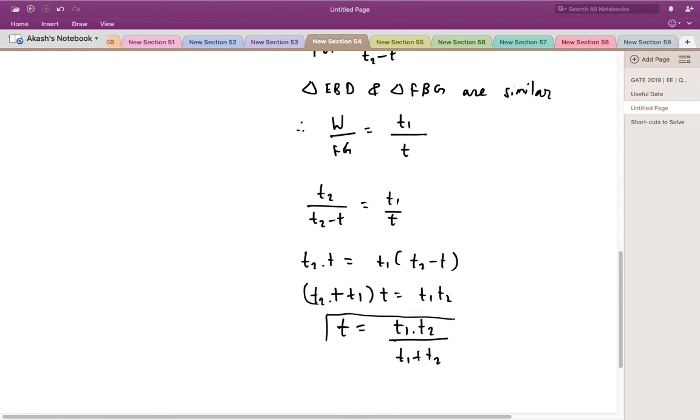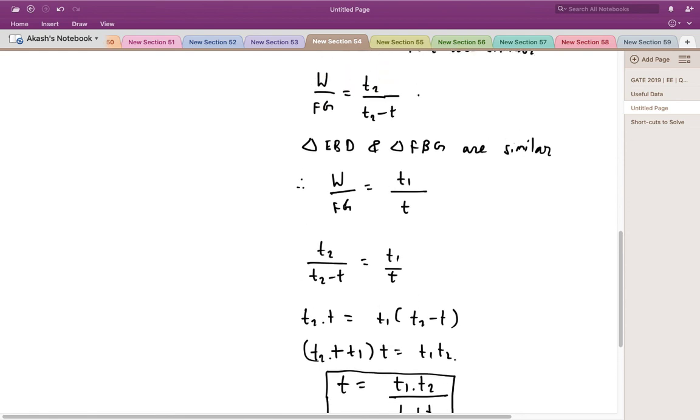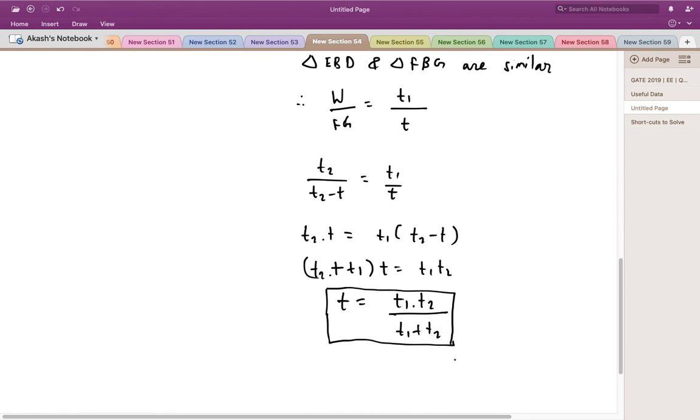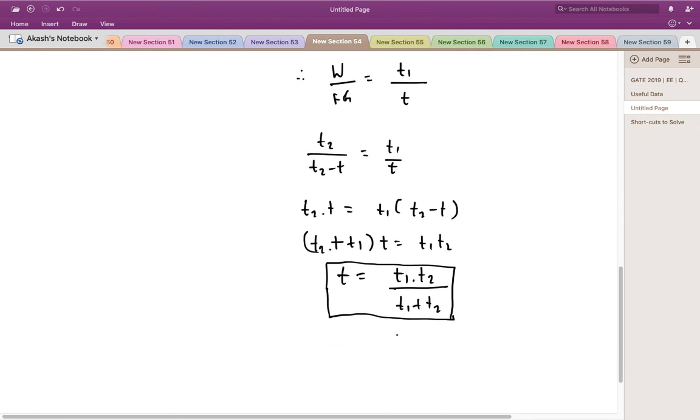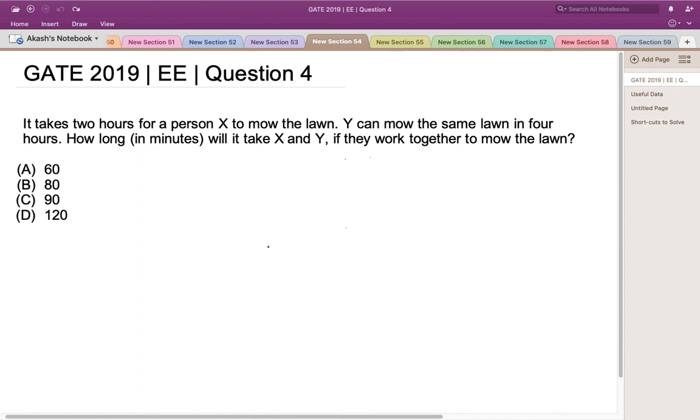This is the weighted mean for the time. Hence, in such types of problems, if I have an entity who takes T1 time to do the work and a different entity who takes T2 time to do the same work, then the time taken by both entities if they work together would be T1 times T2 divided by T1 plus T2. In this context, it would be 2 hours times 4 hours divided by 2 plus 4 hours, which would be 4 upon 3 hours, which is 80 minutes. Hence, option B, 80, is the right answer.